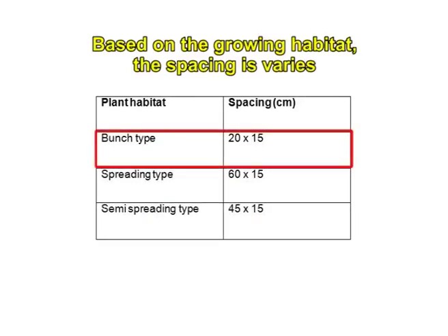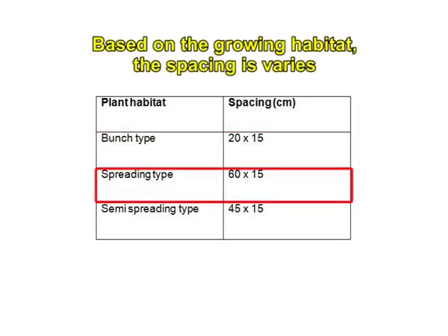For bunchy type, the spacing is 20 into 15 cm. For spreading type, 60 into 15 cm. For semi-spreading type, 45 into 15 cm.